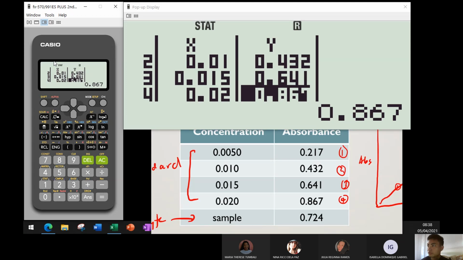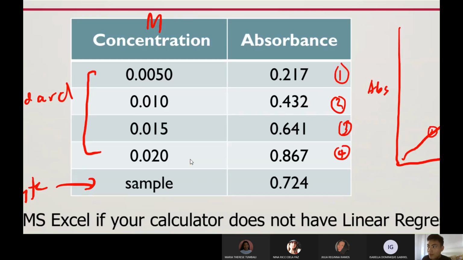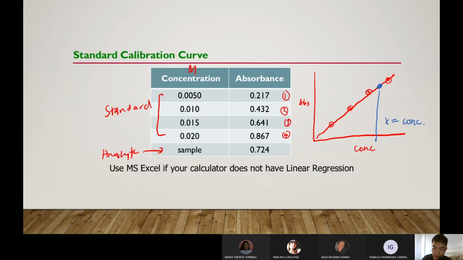Now, paano tayo makakagawa ng equation of the line? 'Di ba yun yung ginagawa natin pag regression? You always make an equation of the line. Yun kasi important dito. Gagawa ka ng equation of the line.